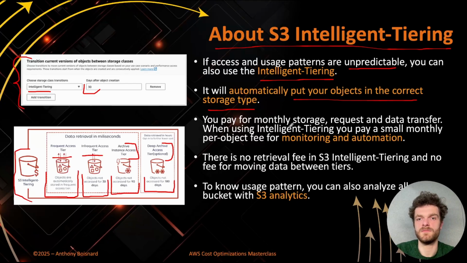You pay for monthly storage, requests, and data transfer. When using Intelligent-Tiering, you also pay a small monthly per object fee for monitoring and automation. But the good thing is there is no retrieval fee in S3 Intelligent-Tiering and no fee for moving data between tiers. You can also know your usage pattern by using S3 Analytics.